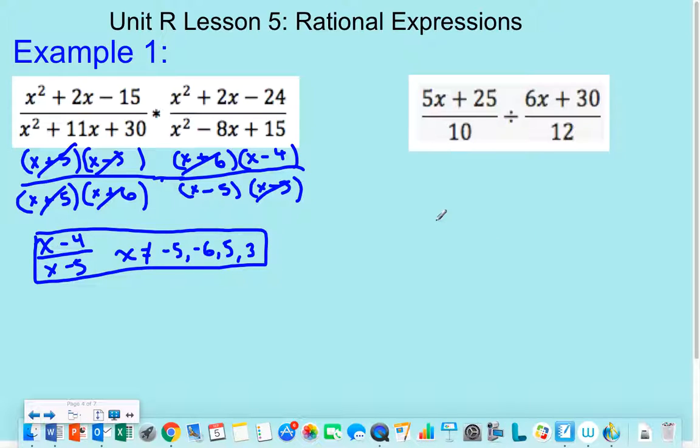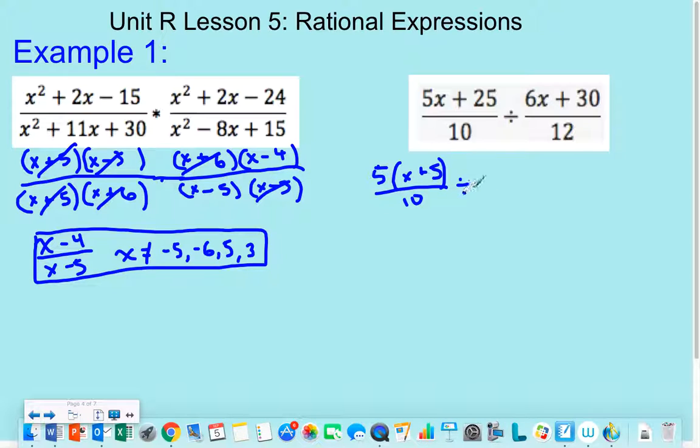Okay, just a real quick division one. You take a look at this and you think, okay, this looks way simpler, and maybe it will be. First thing I'm going to do is factor out a 5 from the numerator on the first one. So I've got 5, and that'll leave me with x plus 5. Kind of hoping I get another x plus 5 somewhere around here, divided by 10.